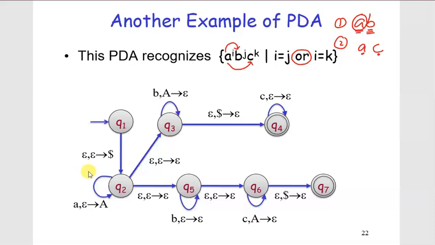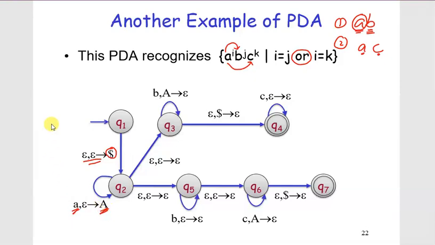For case 1, we need to make sure that the number of A is equal to the number of B. For the first state here, Q1, we set up our stack, where we push the dollar sign symbol into the bottom of the stack. Then at the next state, Q2, we start reading alphabet A. We read alphabet A, and then we push capital A into the stack.